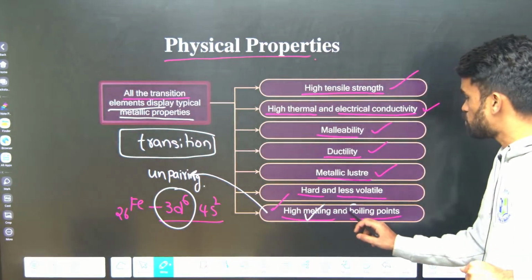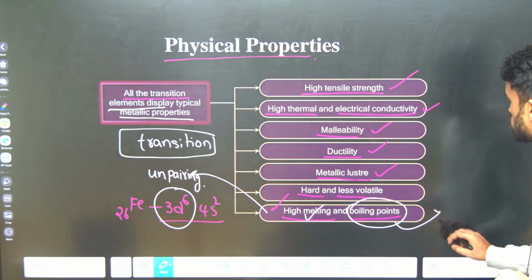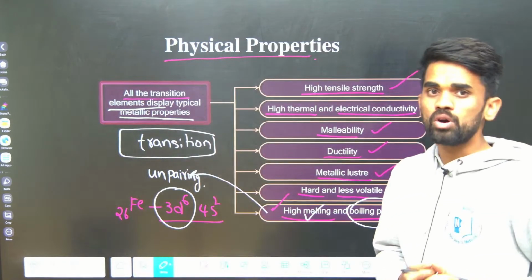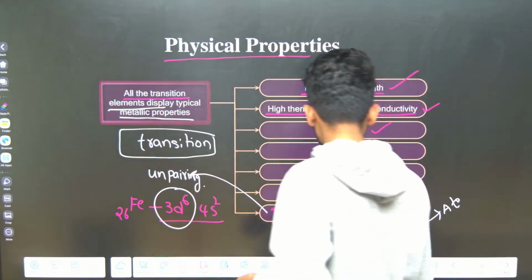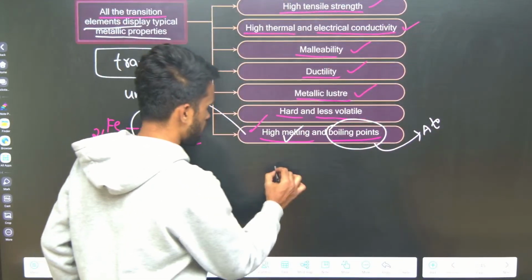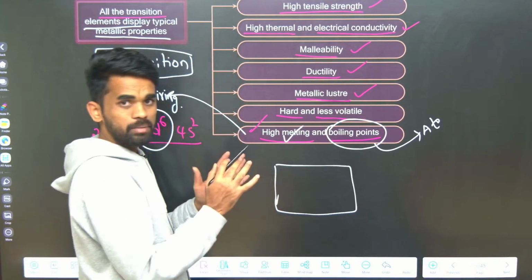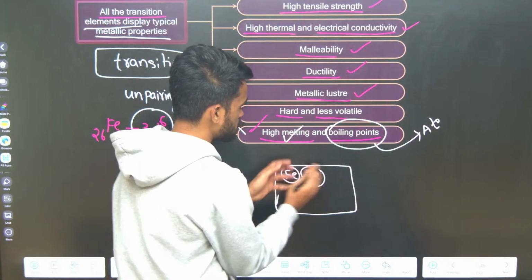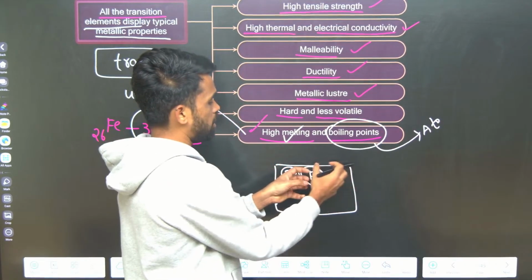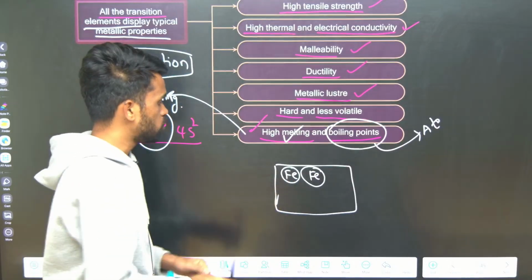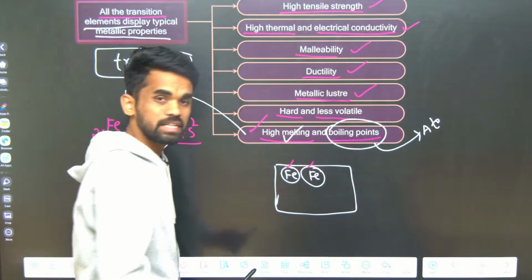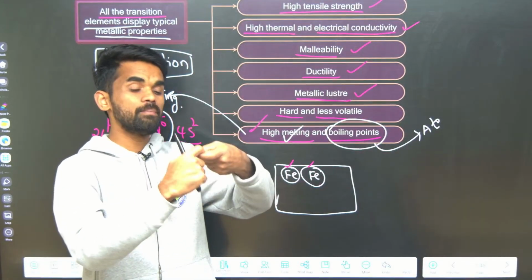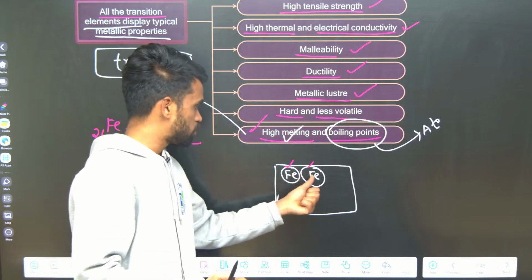When it comes to boiling point, due to their high atomization energy they have a high boiling point. What do we mean by atomization energy? Take iron atoms, Fe, and another iron, like this, adjusted in the lattice. Due to the presence of more unpaired electrons in these transition elements, the more the unpaired electrons, the more the metallic bonding will be.